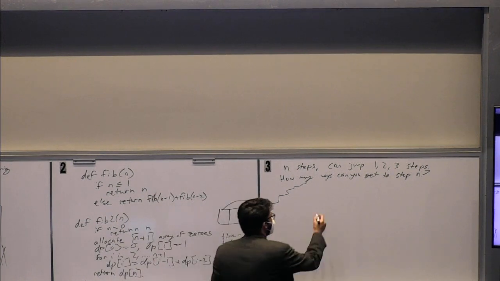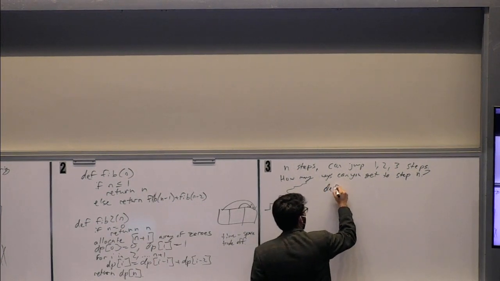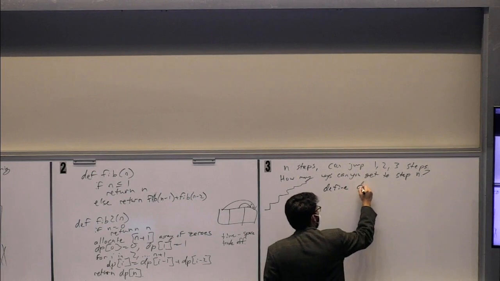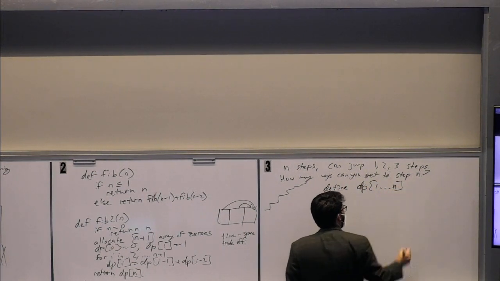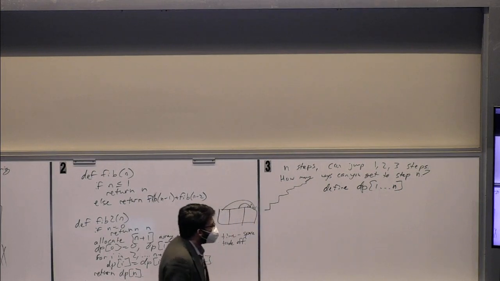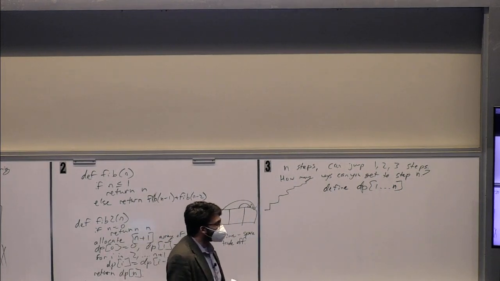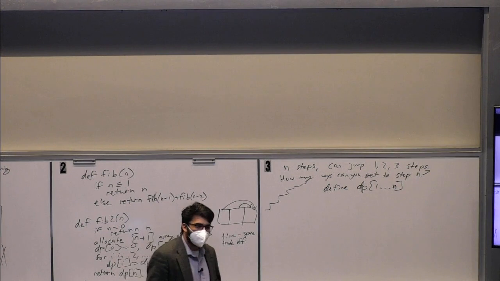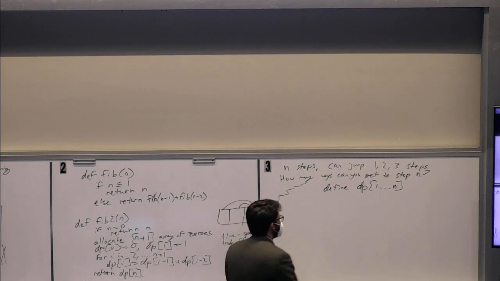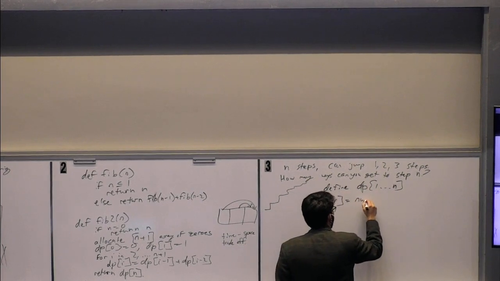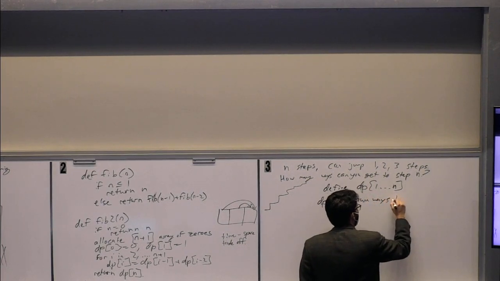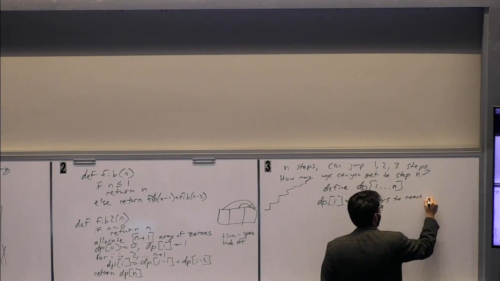So we're going to define DP of 1 to n. You're going to allocate n elements. And then you want to assign a meaning to an element of the DP table. So you're going to say DP of I is equal to the number of ways to reach step I.